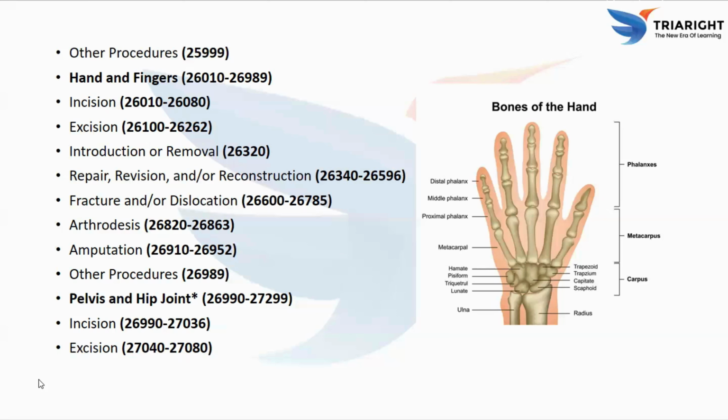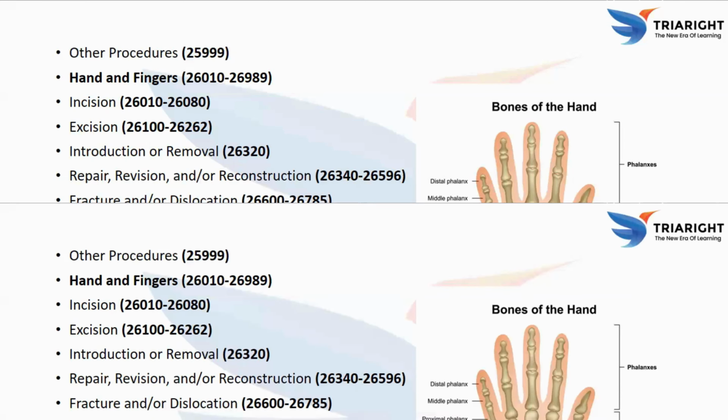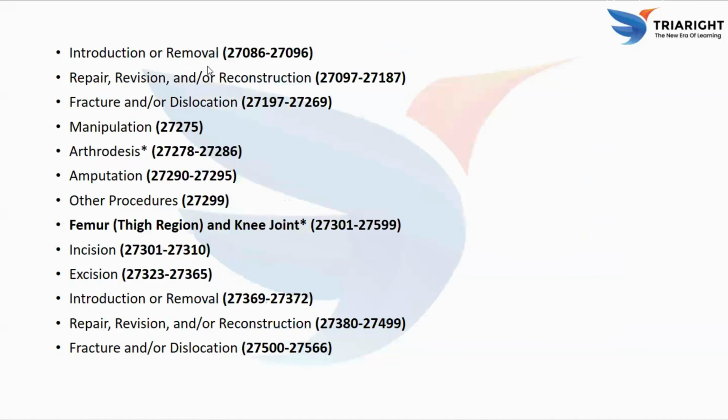Excision. So excision involves the removal of tissue or bone, for example, tumors, infected tissue and bursa. So the code ranges are 27,040 to 27,080. And the next procedures are introduction or removal, repair, revision and reconstruction, which are coded under 27,097 to 27,187. So manipulation code is 27,275, orthodesis 27,278 to 27,286 codes, amputation 27,290, 27,295. And the next region is femur, which is the thigh region, and knee joint.